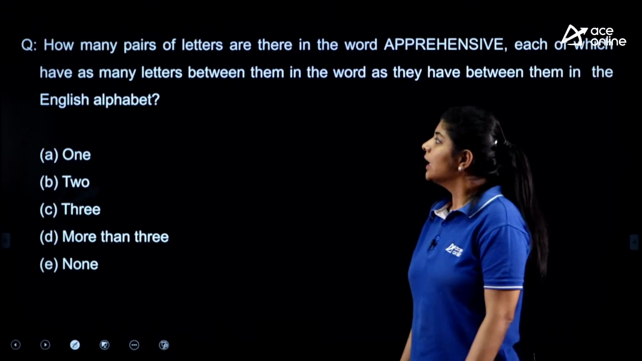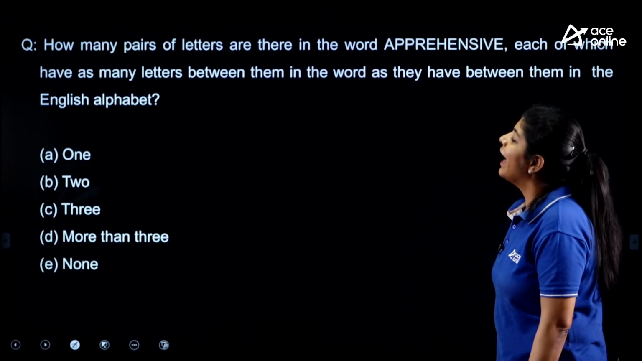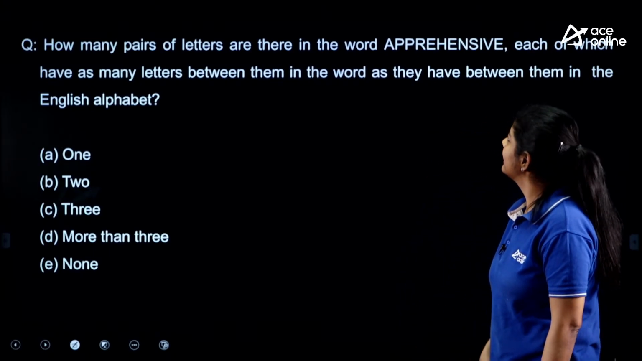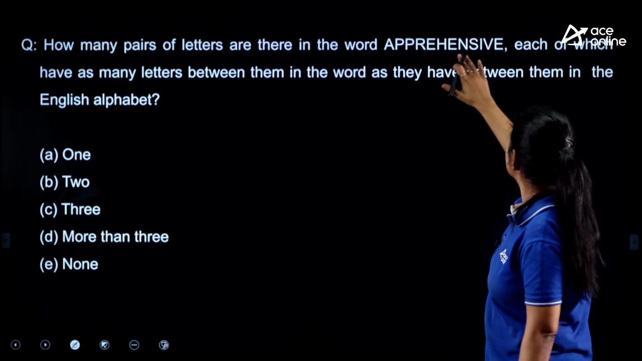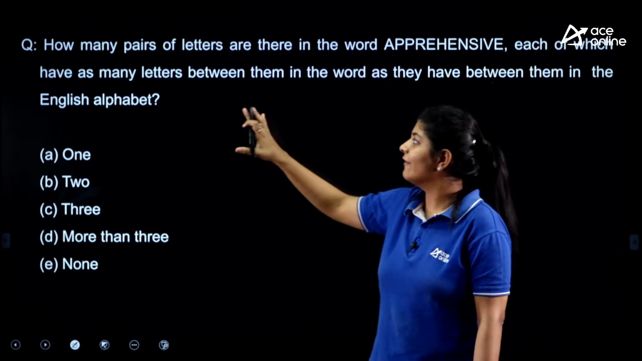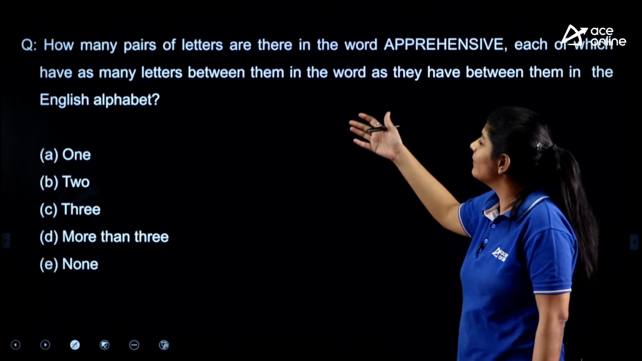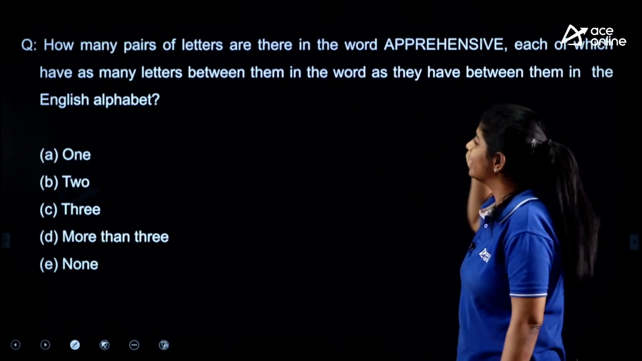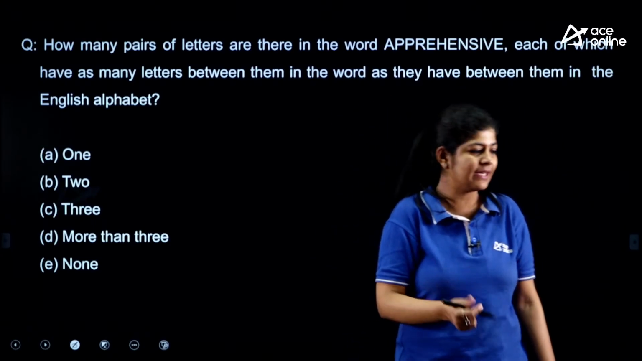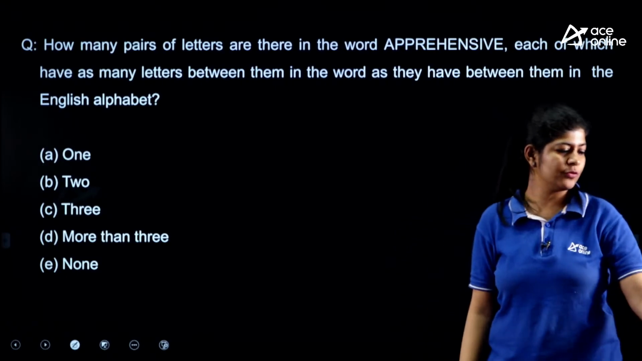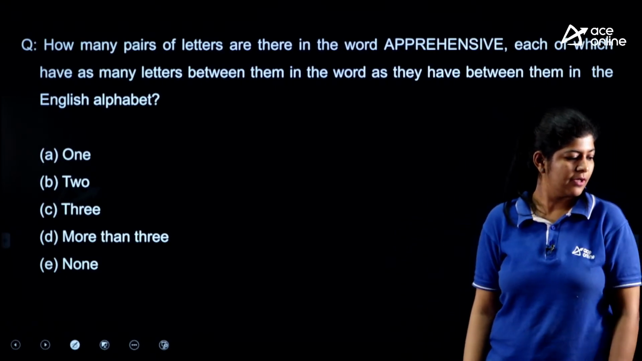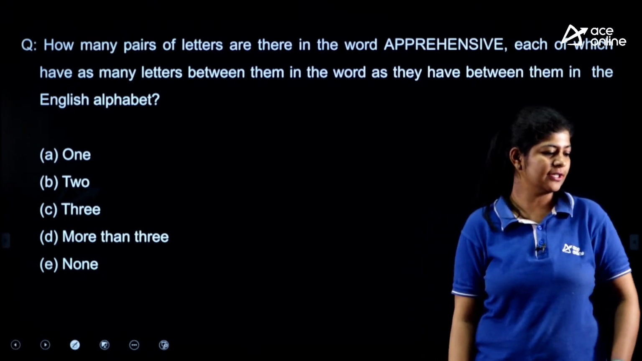Next. The next question says: how many pairs of letters are there in the word apprehensive, each of which have as many letters between them in the word as they have between them in the English alphabet? Again, it's a very easy one. I know that all of you can easily solve this question. Very good, Sundaram. Very good, Chandrasekhar.